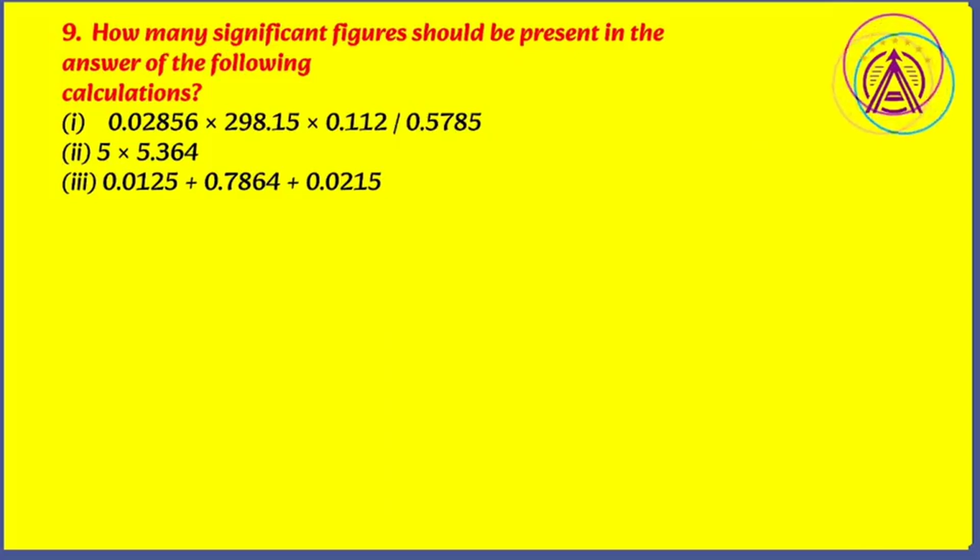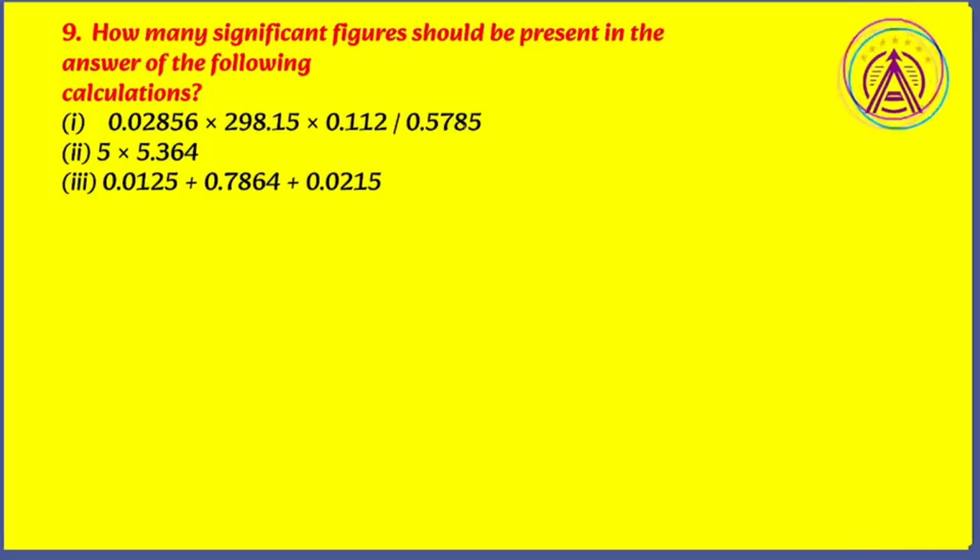Number 9. How many significant figures should be present in the answer of the following calculations? So basically, they have given you a few decimal figures and asked you to do the arithmetic function. In the first case it's a multiplication followed by a division, second case a multiplication, and third case it's an addition. Now what they are asking is, for your final answer that you report, how many significant figures should it have?